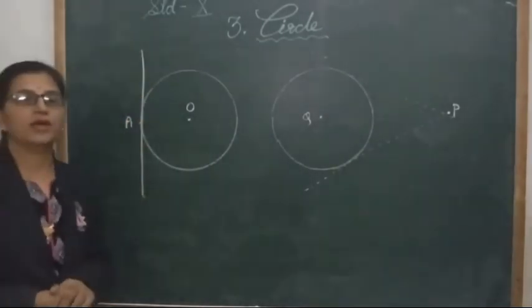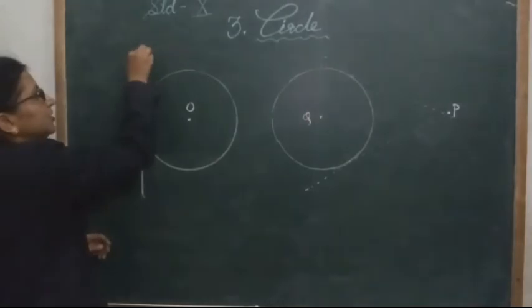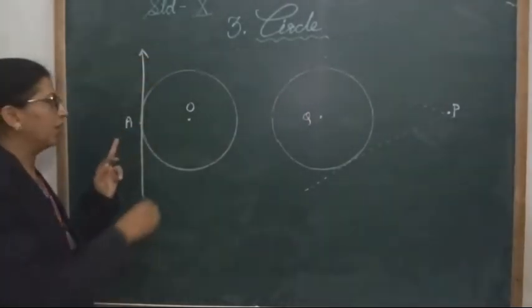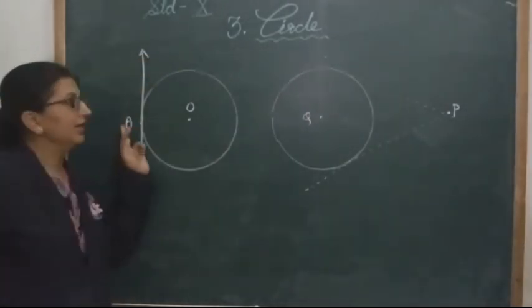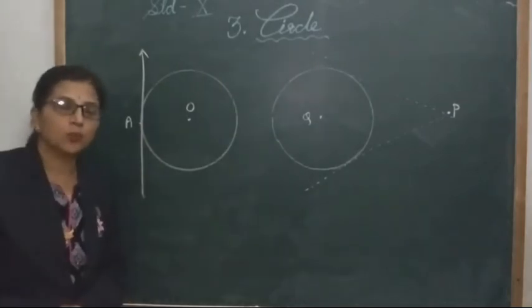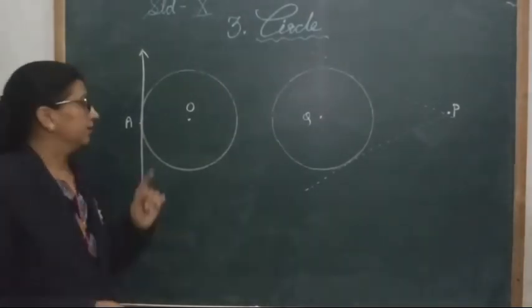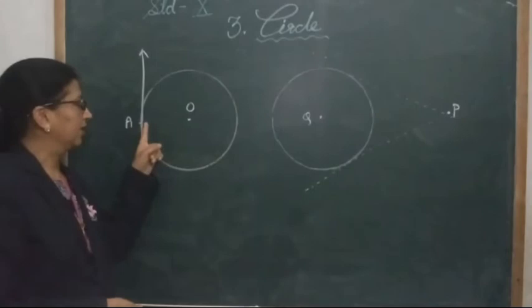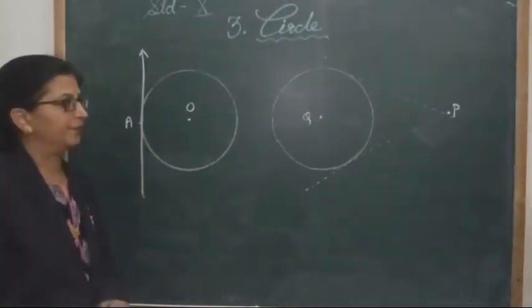Okay, we can draw one and only one tangent to the circle. If you draw another, it will intersect the circle at 2 points. So from a point on a circle we can draw only one tangent.